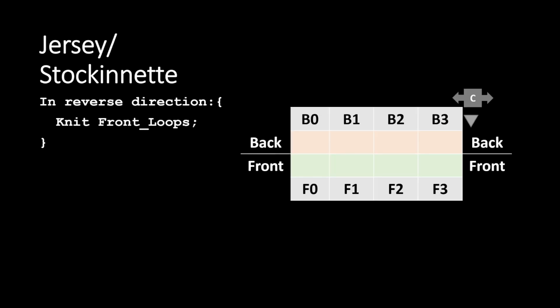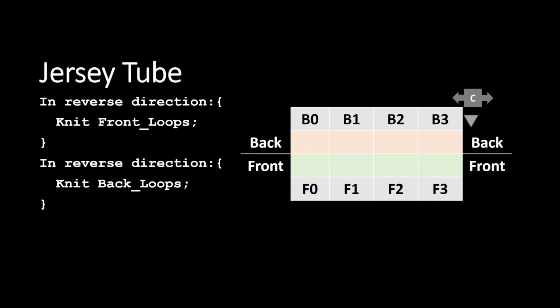The most common or basically canonical knitted structure is called a jersey stitch, or if you're a hand knitter, you might know this as stockinette. And the way you can do this is by doing a reverse direction pattern where you always knit on the front loops. So in this case, we're just knitting across the front bed.